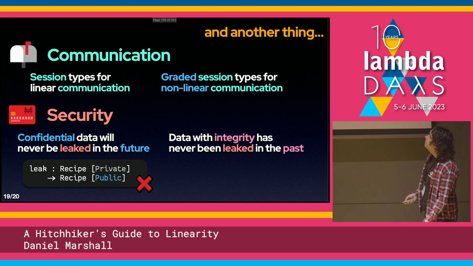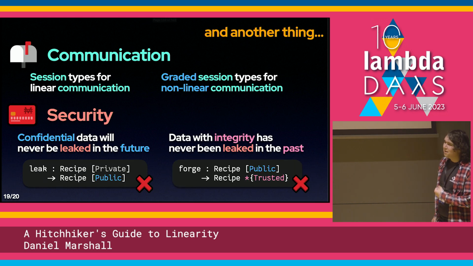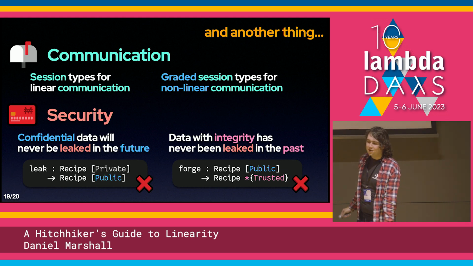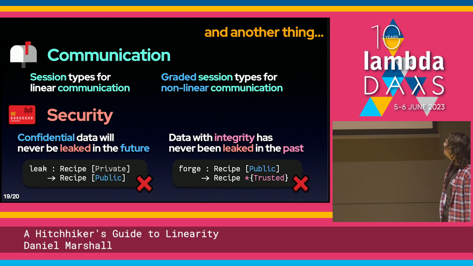But there's also the notion of data that has integrity. So this is data that has never been leaked in the past. If my friend goes and leaks my cake recipe to the world, I don't want them to come to me and tell me, I've shown your cake recipe to everyone, sorry about that. But actually it's still secret. We can't let them do that.